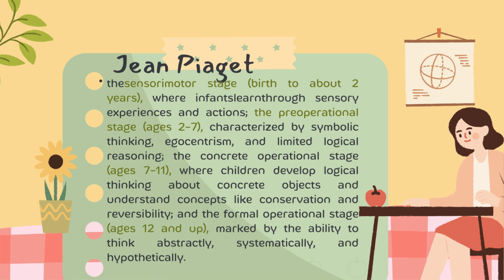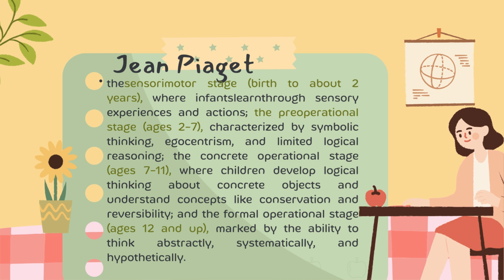Jean Piaget. Piaget explained that children think and learn differently as they grow. He divided their thinking into 4 stages. First, we have sensory motor stage, birth to about 2 years, where infants learn through sensory experiences and actions. So, babies learn using their senses like seeing, touching, and hearing, and actions like grabbing and crawling. They learn by exploring the world around them.